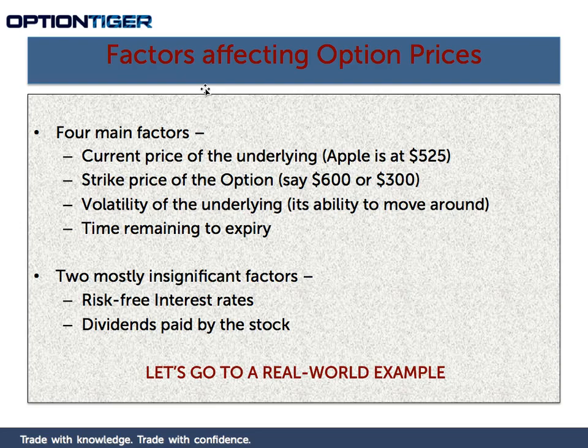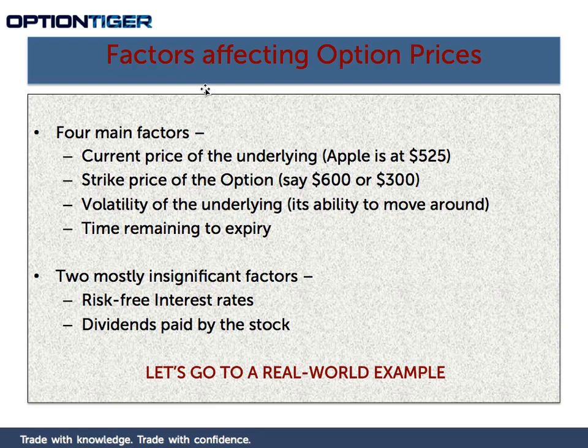Well, one is very clear. One is, what is the current price of the underlying stock? The current price of the underlying stock is $525. Then, if Apple moved towards $600, obviously the price of your option is also going to move, because now Apple has a better chance of hitting the strike price of $600.